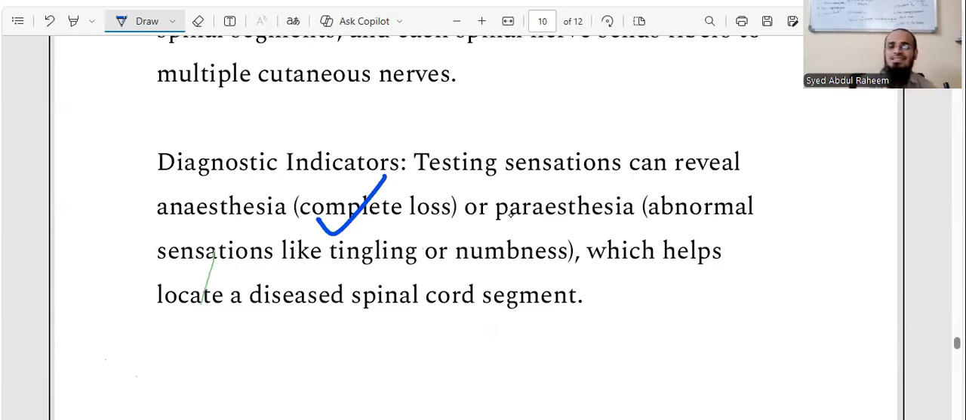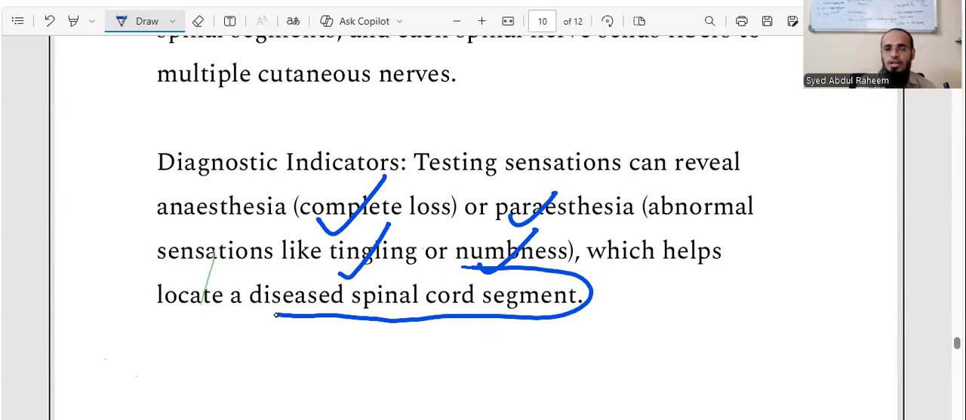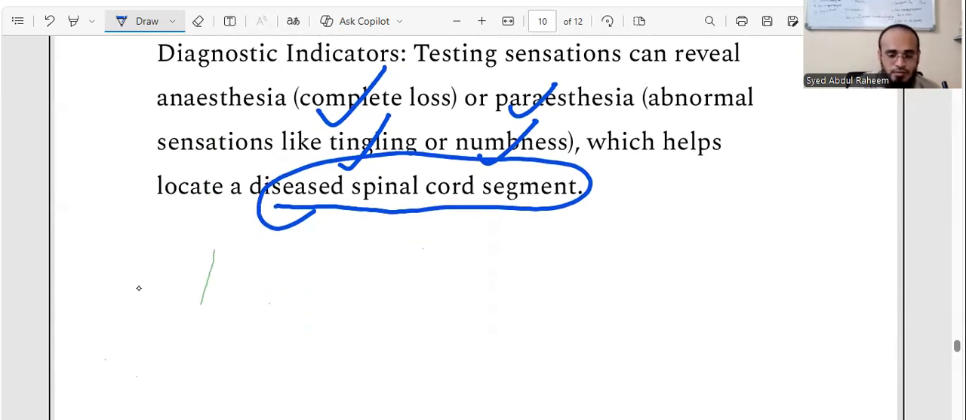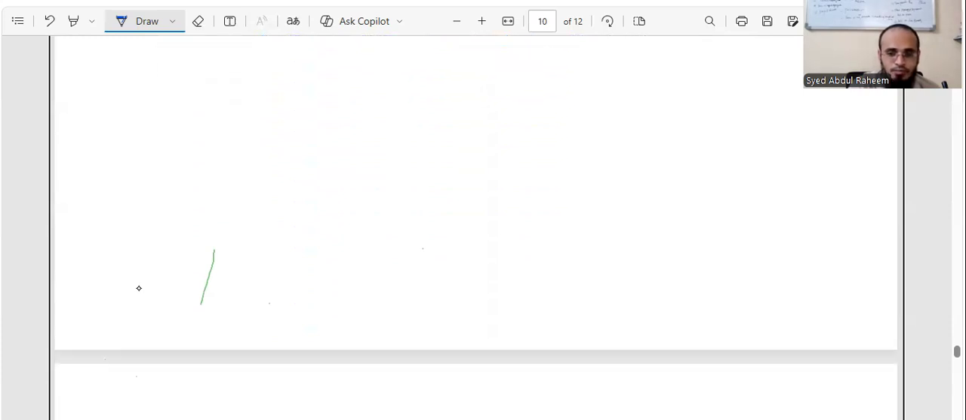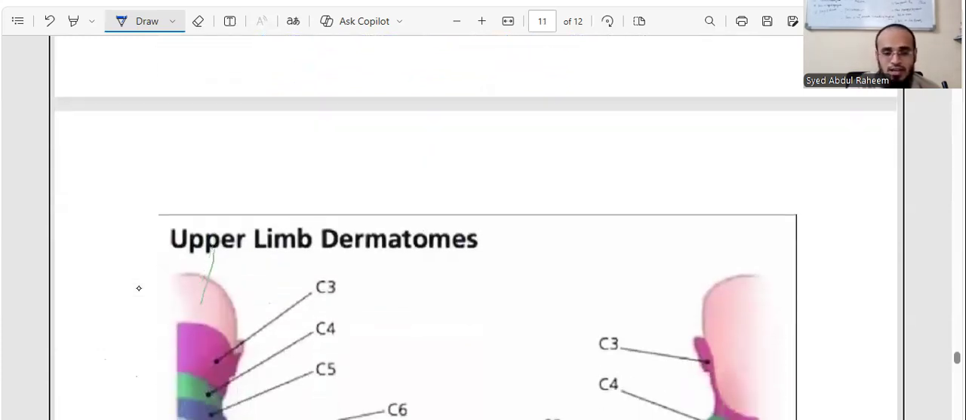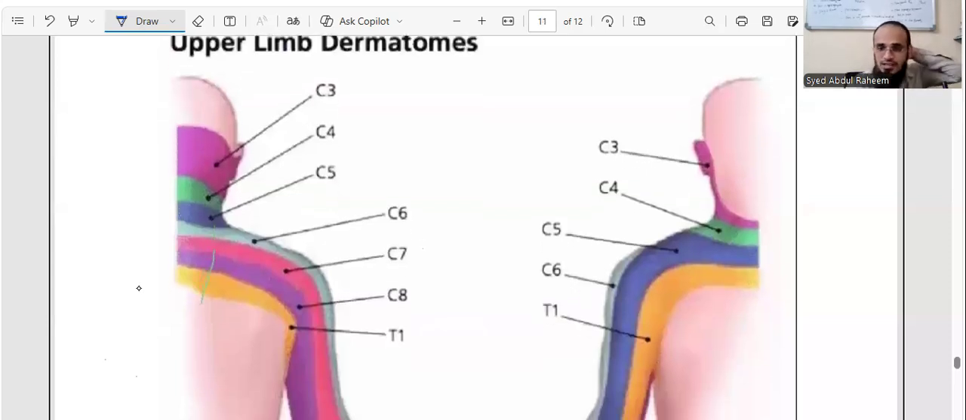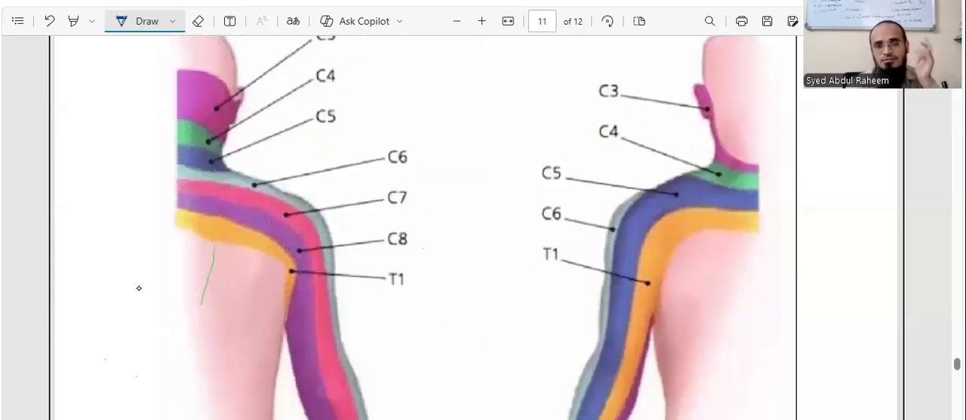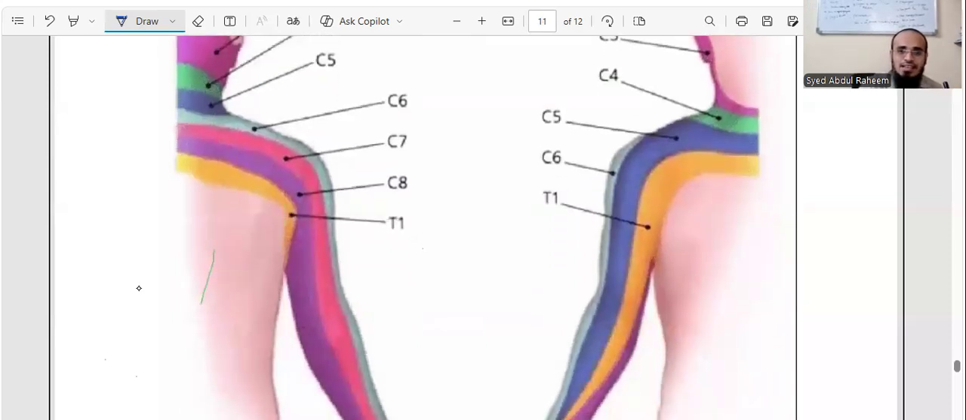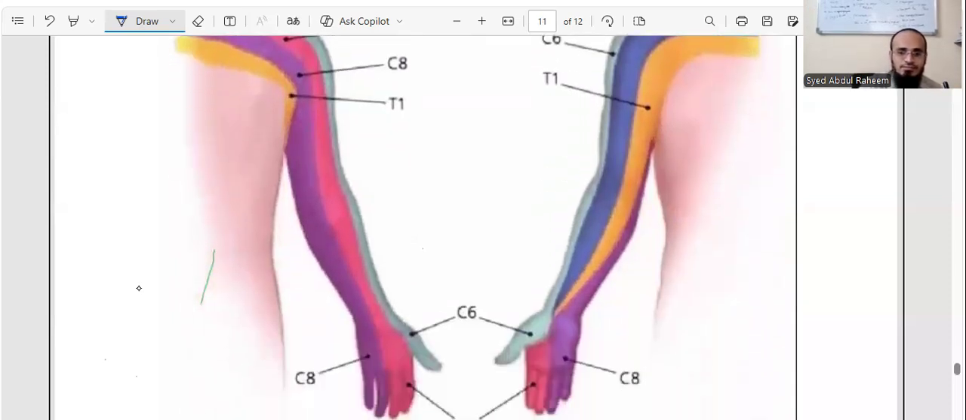Sometimes paresthesia. It is like abnormal sensation, like tingling, numbness. It means there is a disease in the spinal cord area. Movement and dermatome are very, very important. You can see these are the dermatome areas: C3, C4, C5, C6, C7, C8, and T1.